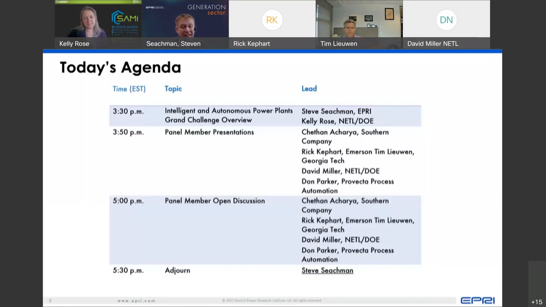Then we're going to get to our panel member presentations. We have a star-studded panel here, ready to provide information and their perspectives from all the different dimensions and aspects of autonomous and intelligent power plants. Then we're going to open it up for an open discussion. Panelists may ask questions, but we're also looking for you to ask questions. You can do that through the chat, or raise your hand, and if we need to unmute your line, we can. We are looking for open discussion during that time. And then at 5:30, we're going to adjourn.